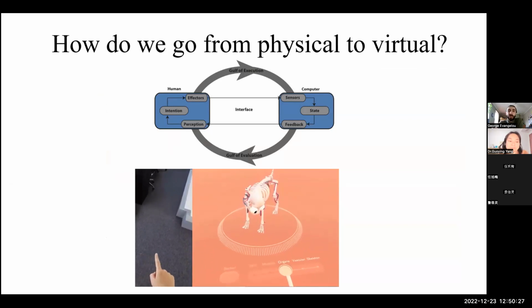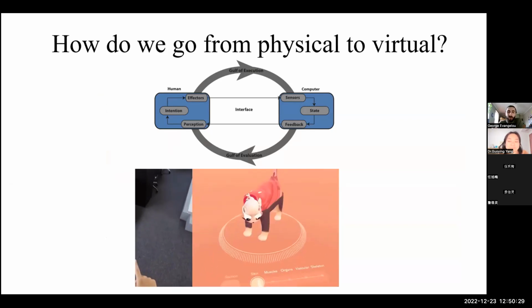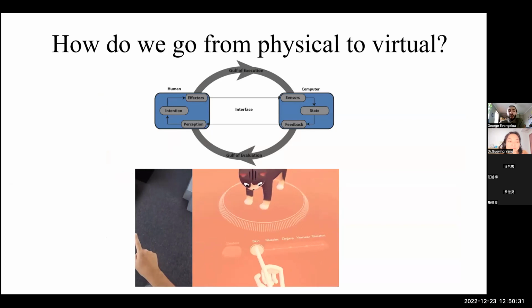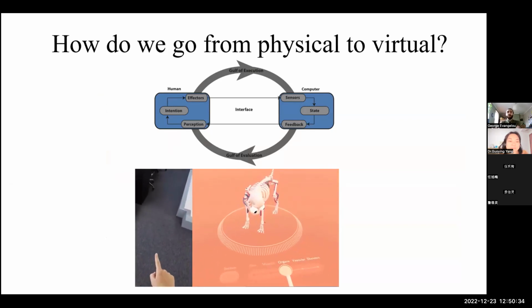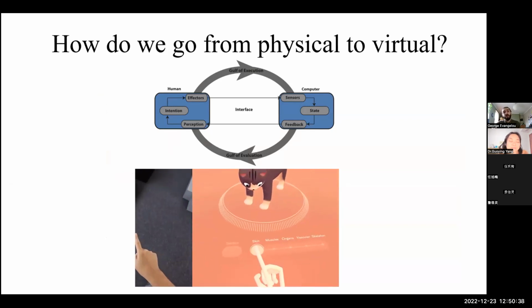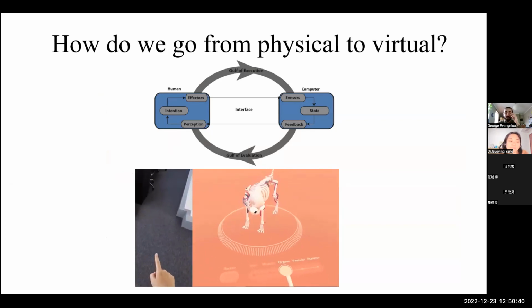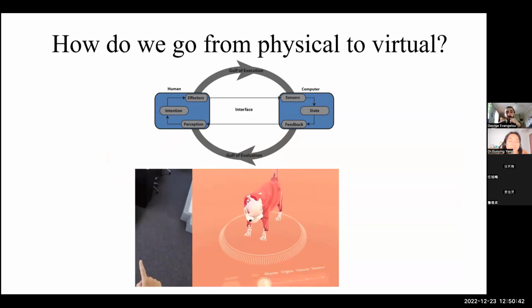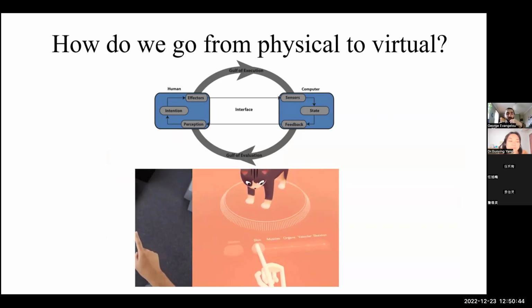Yeah, for sure. So then how do we go from physical to virtual? So I can do this slide quite quickly, I suppose. These VR technologies allow one to be an active user in a virtual space with virtual objects and so on, which responds to their bodily movements in a precise manner.